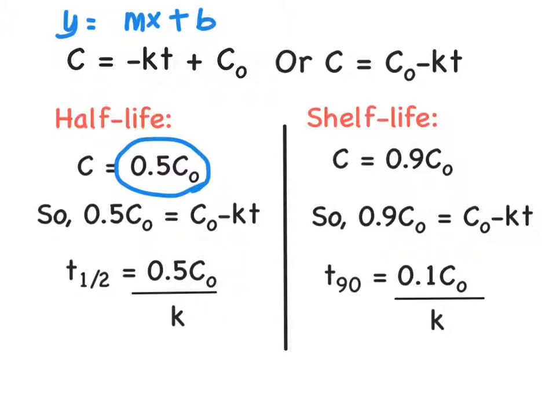Similarly, remember that at the shelf life, the concentration we're using, C, is going to be equal to 90% of our original concentration, so C equals 0.9 times C0. We can then again substitute this 0.9 times C0 in for C into the equation, so that means that 0.9 times C0 is going to be equal to C0 minus KT. And again, we can just rearrange the equation solving for T. So our T90 is going to be equal to 0.1 times the original concentration divided by K.